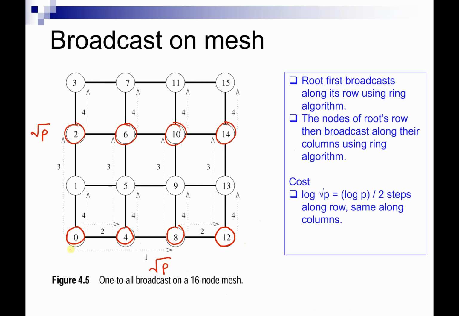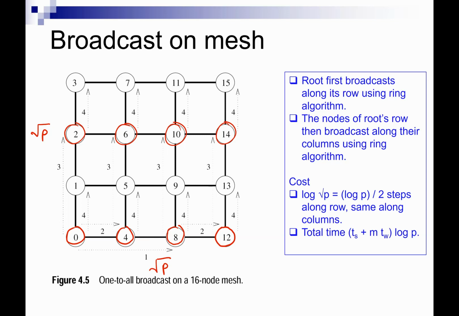So to broadcast along the first row, this is going to take log of root P steps, and this is equal to log P divided by 2 steps. And then after that, we were going to broadcast on the columns, and this also takes log of root P steps. So again, that's going to be log P divided by 2.